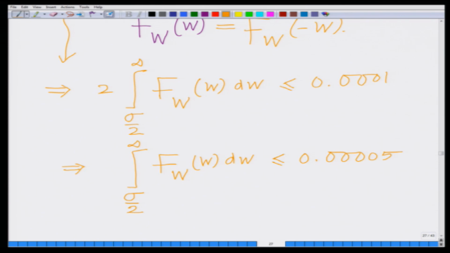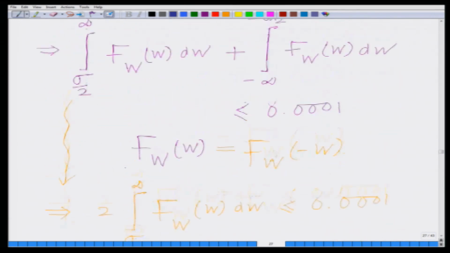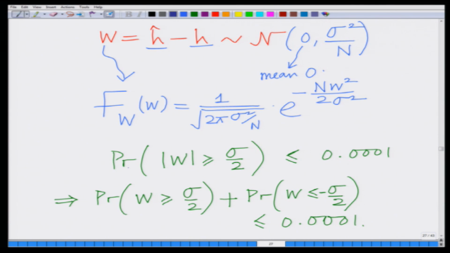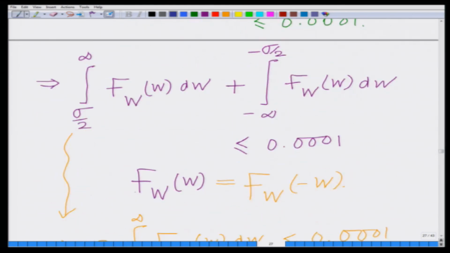That is the condition that we have derived. Now let us simplify this integral. We are given the probability density function. Let us substitute the probability density function of this random variable W, which is the estimation error. We have derived that it is 1 over square root of 2 pi sigma square divided by n, e raised to minus n W square divided by 2 sigma square.